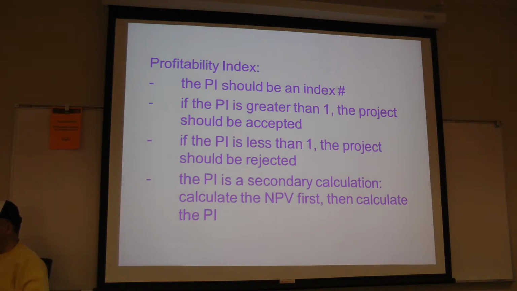The profitability index should be an index number. If the profitability index is greater than 1, the project should be accepted. However, if the profitability index is less than 1, the project should be rejected. The profitability index is a secondary calculation. You need to calculate the net present value first, then calculate the profitability index. So the net present value calculation is an input into the profitability index calculation.